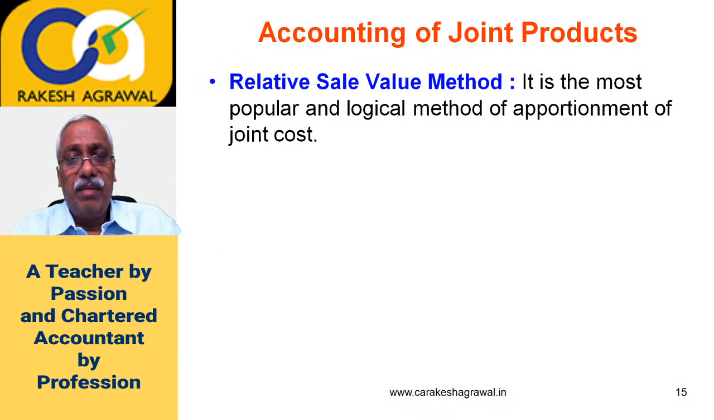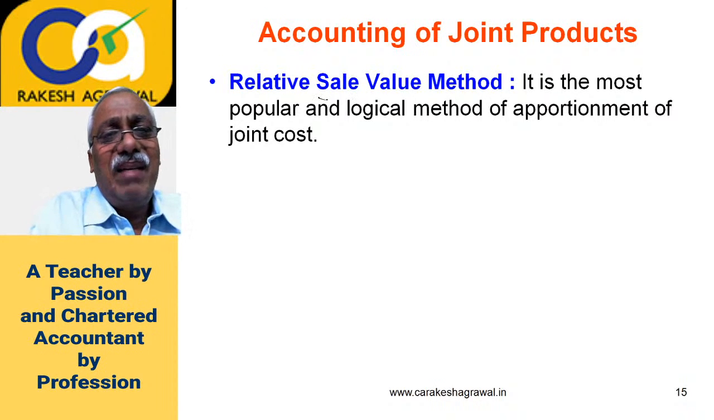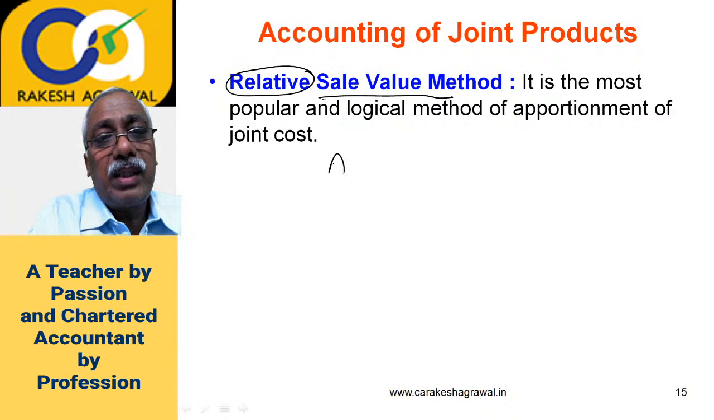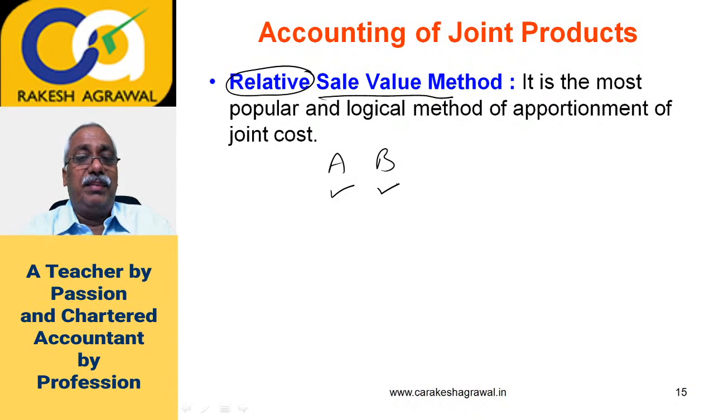Now we'll go to relative cost method, relative sale value method. It is the most popular and logical method of apportionment of joint cost. Which one? Relative sale value. It is just sale value method only. Why am I using the word relative? Because if there are two products, you will compare the sale value of A with the sale value of B. So when we do the comparison, it is called relative, right?